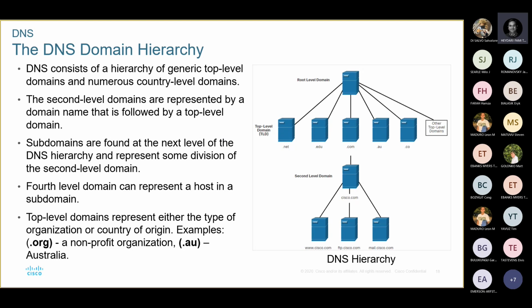For instance, ftp.cisco.com, how does it fit within this hierarchy? From top to bottom, with TLDs, that .com part is identified. And then with the secondary level, cisco.com is identifiable. And then with the level below, ftp.cisco.com is identifiable, isn't it?